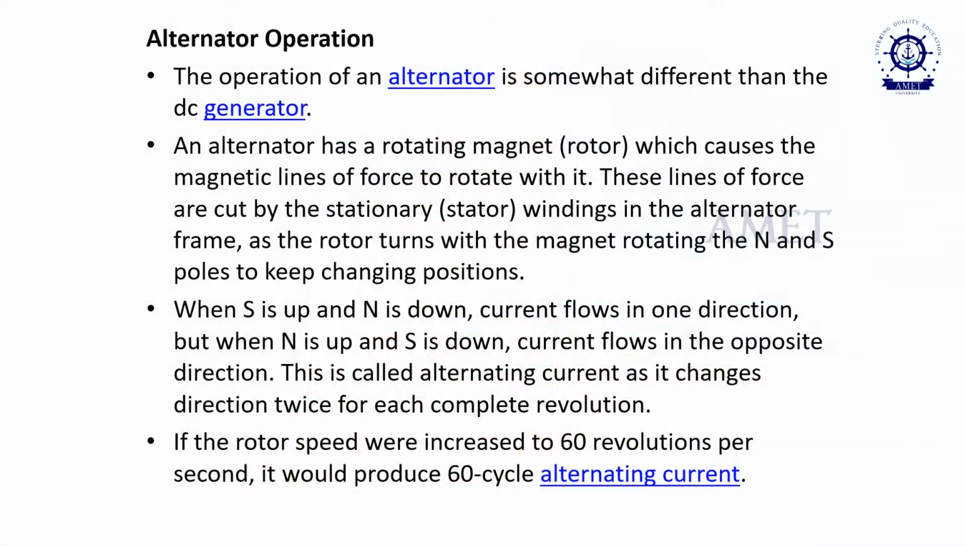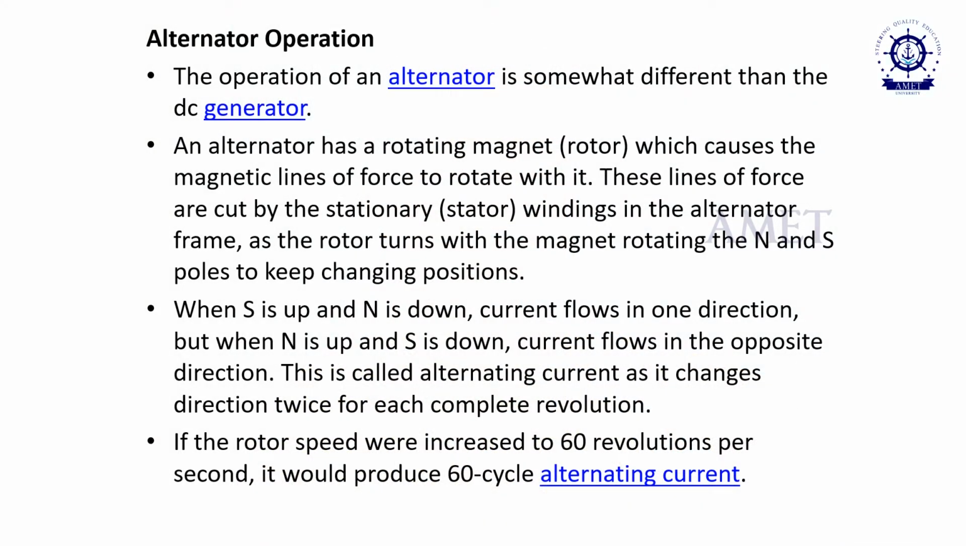Now, let us discuss the operation of the alternator. All the electrical rotating machines have a stator and a rotor. The stator, as we discussed earlier, has armature conductors which are stationary, and the rotor has field windings which are provided with the DC supply. Whenever the magnetic lines of force are cut by the armature conductors, EMF is induced in the armature conductors according to Faraday's law of electromagnetic induction.